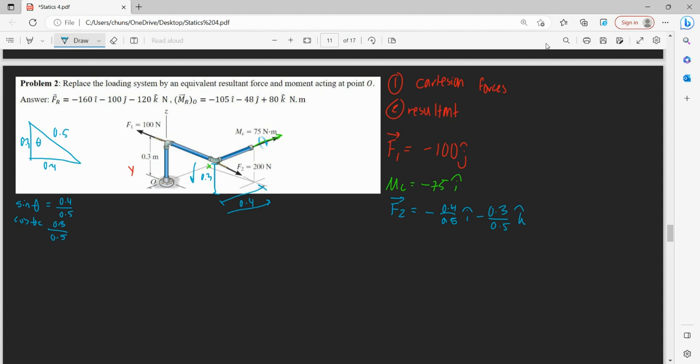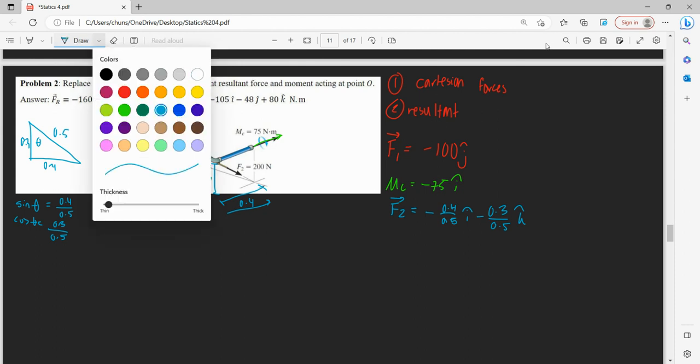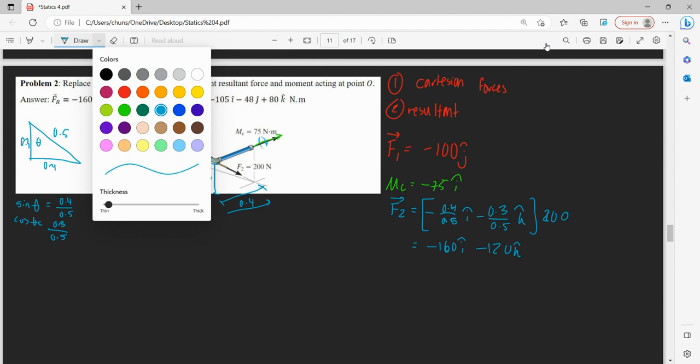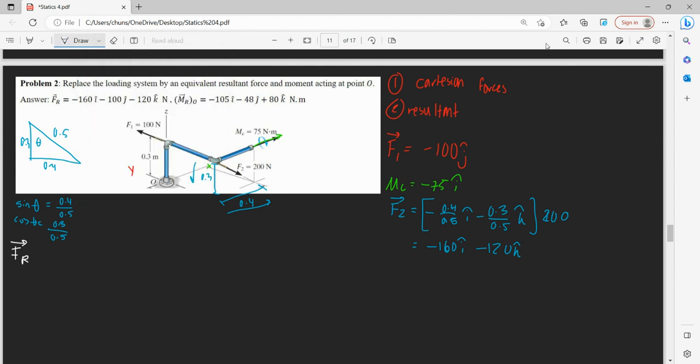All right, so if we added up these forces, our resultant, oh sorry, this is times our magnitude of 200, so then this is equal to 200 times 0.4 divided by 0.5, so this is negative 160 I minus, that's 200 times 0.3 divided by 0.5, minus 120 K. And then when we get our resultant force, this gives negative 160 I minus 100 J minus 120 K. That's what we have for answer up here. So that is our first part.